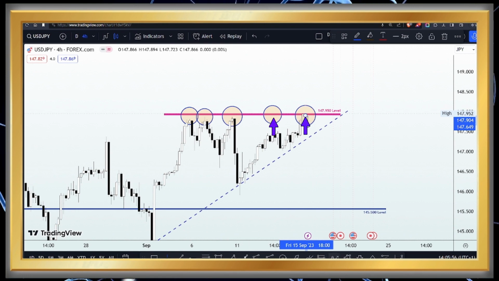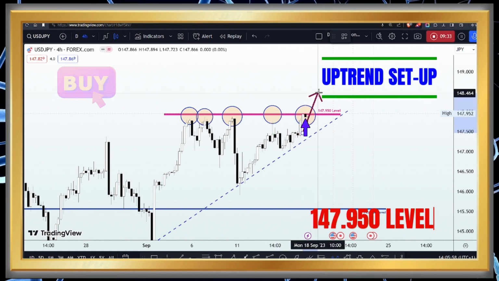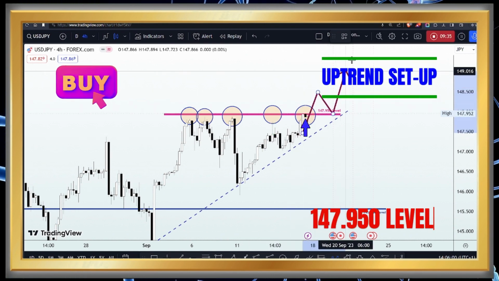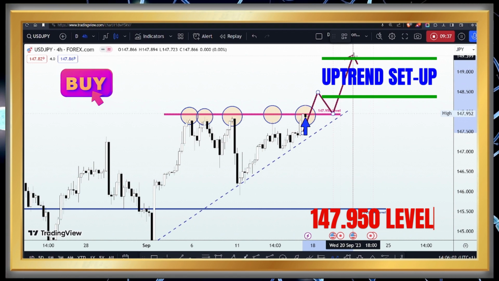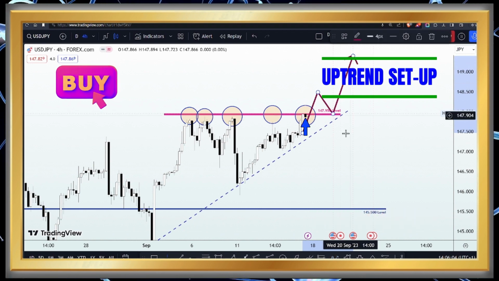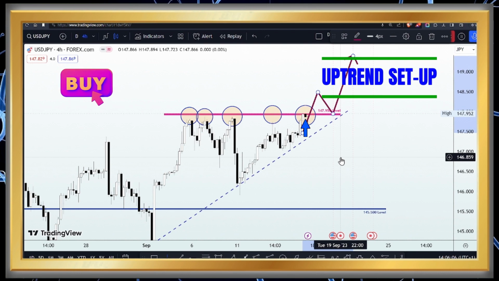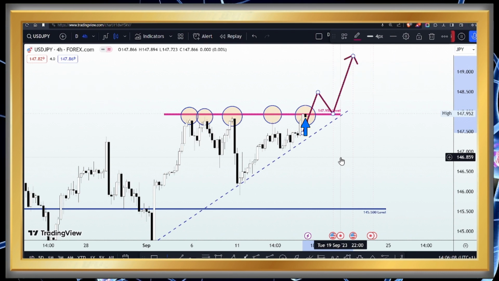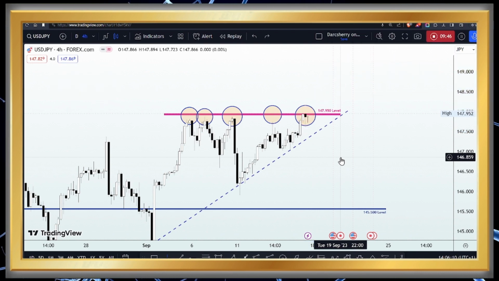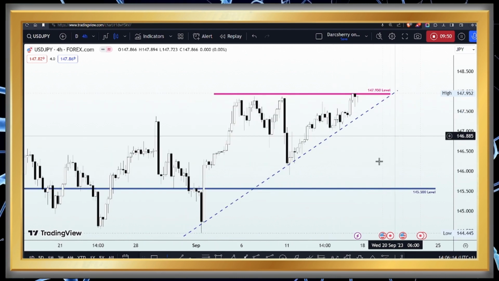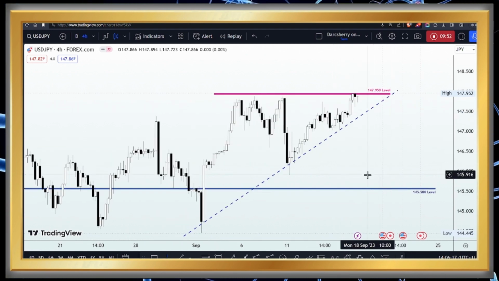So I'm going to be looking forward to a breakout retest of the 147.950, respecting that ascending trend line one more time to incite an uptrend continuation here. However, you know how we do it in this community. In as much as we're looking out for buying opportunities in this market, we are also going to be taking into consideration the potentials of the sellers too.